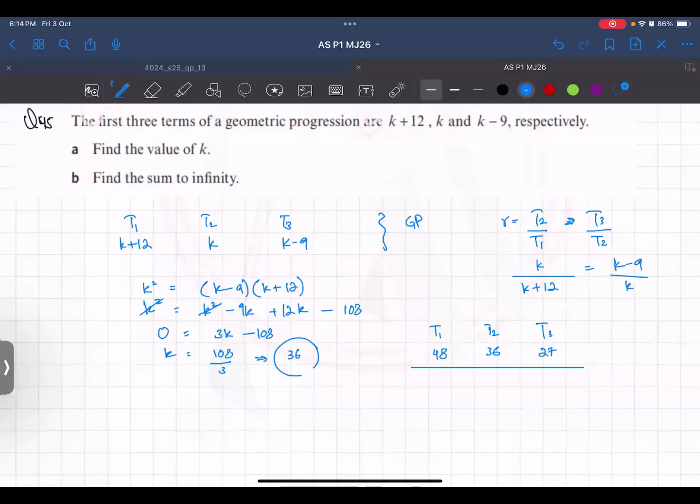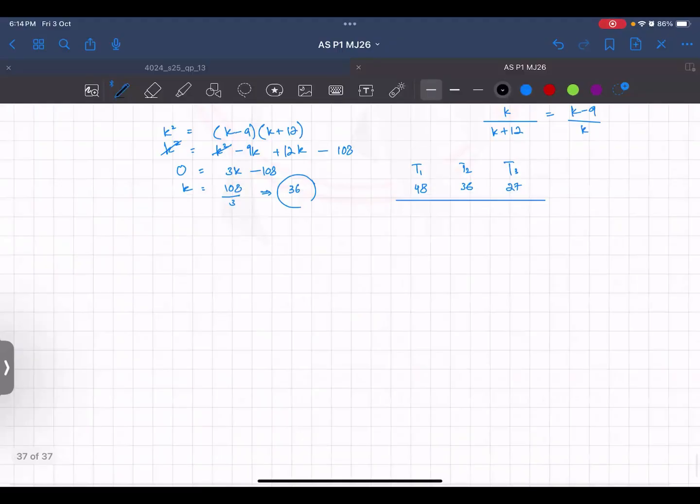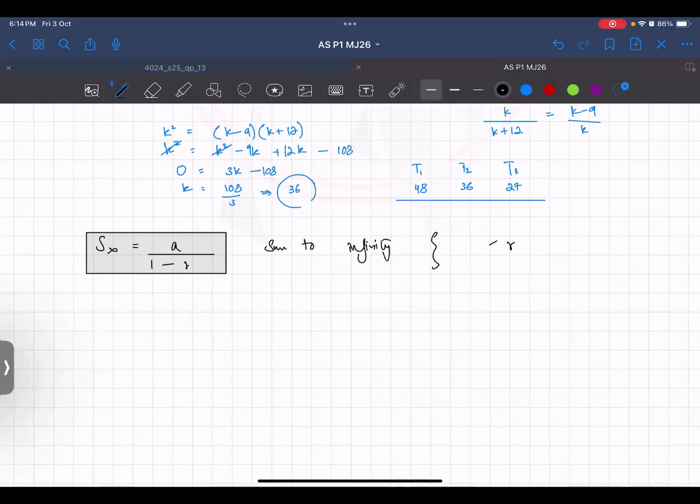Okay. Now the sum to infinity. Now this is interesting. The formula for sum to infinity is a upon 1 minus r. You have to learn this formula. This is called sum to infinity. And this only works when your value of r is between -1 and 1. Why? Because otherwise the sum to infinity is not possible.